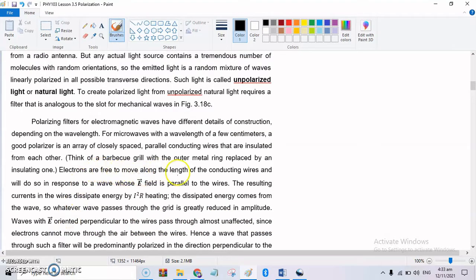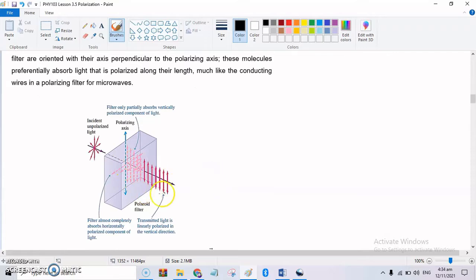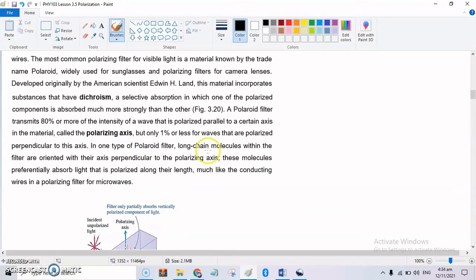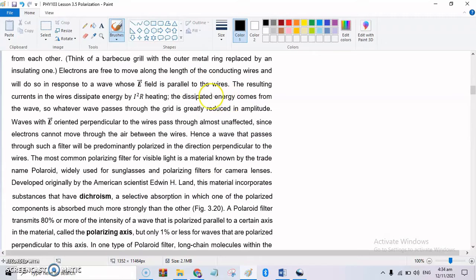Electrons are free to move along the length of the conducting wires and will do so in response to a wave whose electric field is parallel to the wires. So I will explain this one later. The resulting currents in the wires dissipate energy by I squared R, or the power.